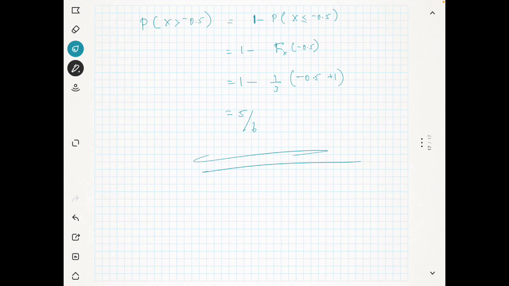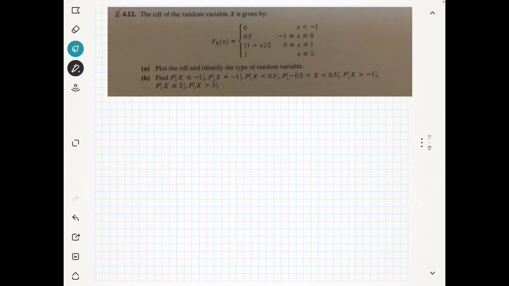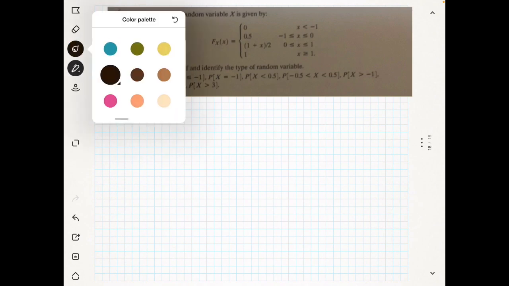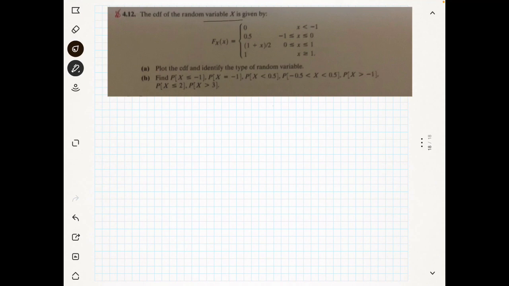So next we will see another problem. It has been given that the CDF of a random variable x is taking this form, Fx of x is equal to, and it is starting at minus 1. You can see it is starting there because before minus 1 the value was 0. So it takes a non-zero value from minus 1 onwards. Now we have to plot the CDF first of all. That's the first part. And identify the type of the random variable.